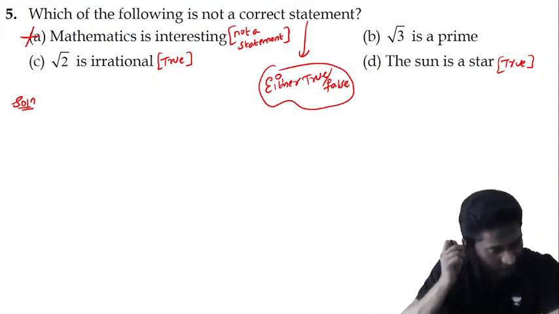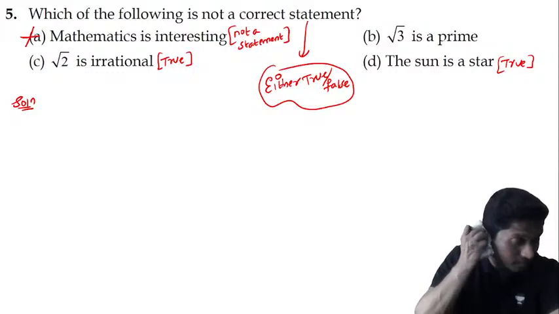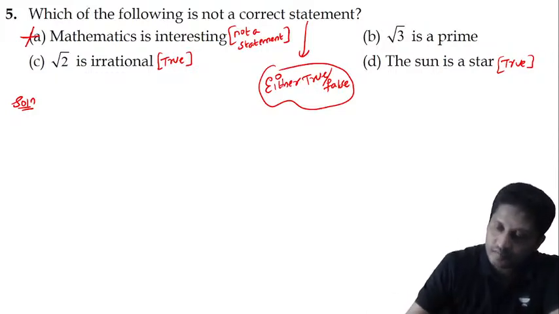Yeah, Ashraf Ali, in the comment box. Okay, in the comment box. Root 3 is prime. So obviously this is false. So this will be the right option.